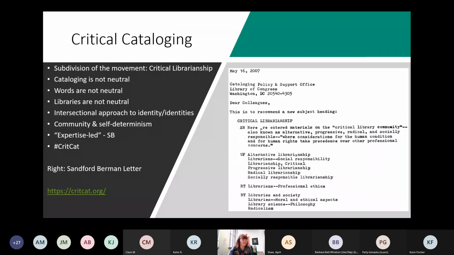And on the right here, in 2007, Sanford Berman sent to the Cataloging Policy and Support Office, which is where, I'm now blanking on her name, but the woman who worked at Library of Congress, you know, he would go back and forth with her a lot. So she would be receiving this, but it was to recommend a new subject heading, which is critical librarianship. So this isn't a new term. It's not a new movement, but it's relatively newer than some of the movements we've been talking about. But it's an interesting thing to check out. And there's critcat.org, which has a lot of resources about that movement.